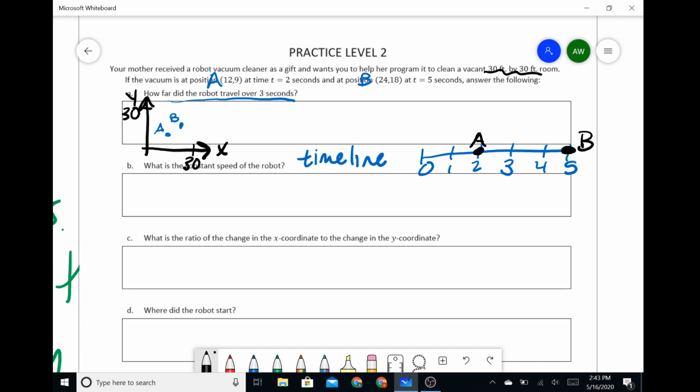So when this question asks us, sorry, the motorcycle just went down my street, so sorry if that was loud for you.